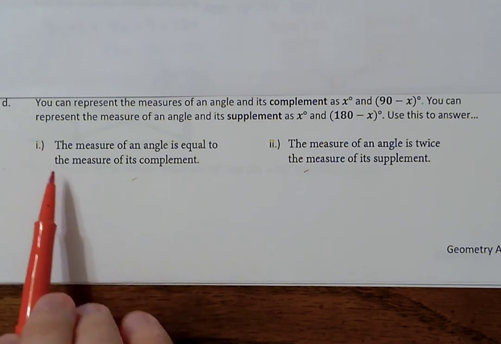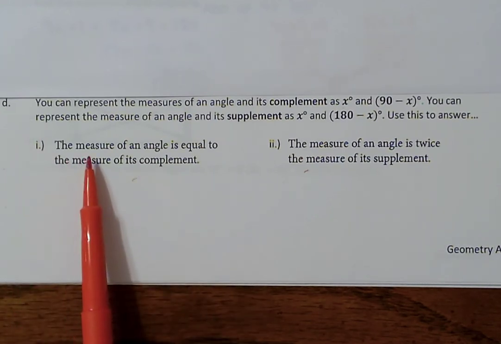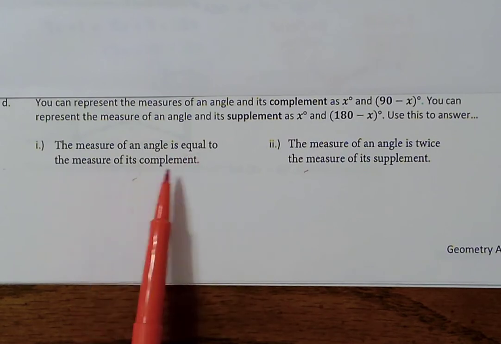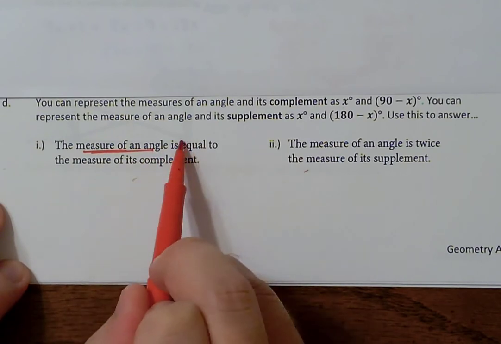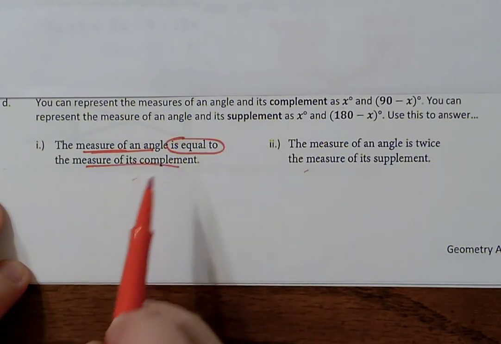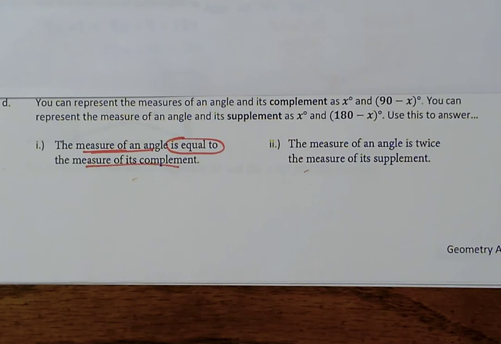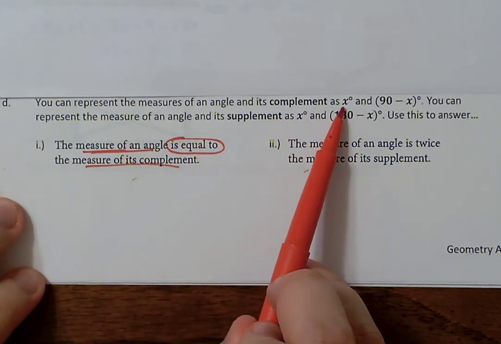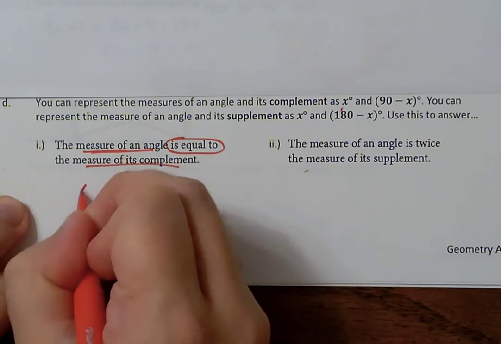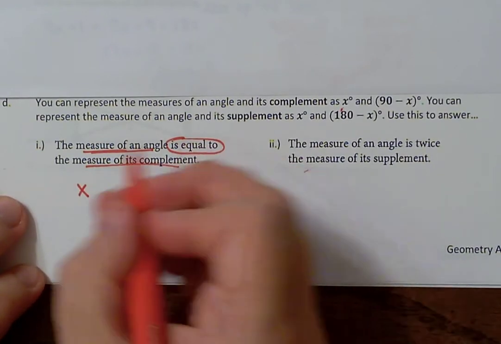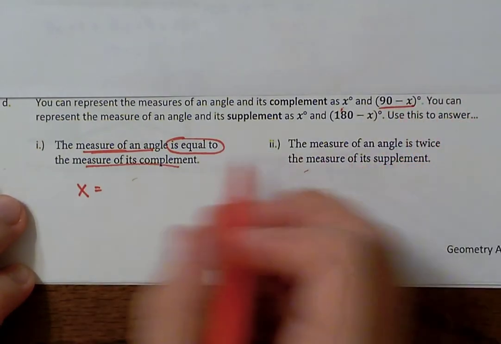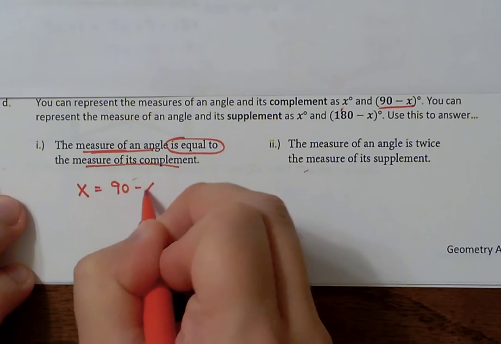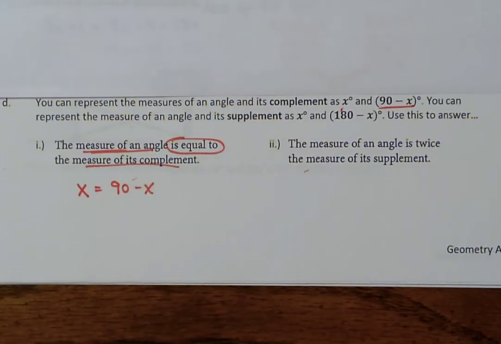All right, for D1, the measure of an angle is equal to the measure of its complement. What that means, the measure of an angle is going to be referring to x. So x is going to be my starting point, is equal to the measure of its complement. And then 90 minus x refers to its complement. So I now have x equals 90 minus x.